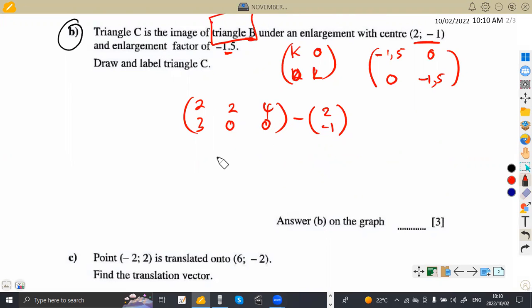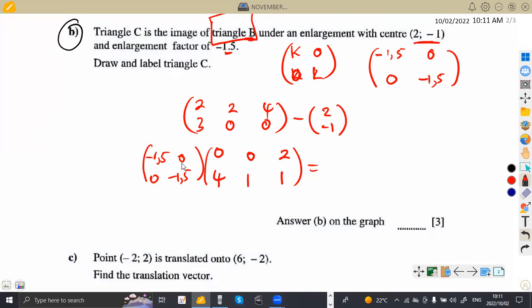2 minus 2, that's a 0. 2 minus 2 is 0 again. 4 minus 2, that's 2. 3 minus minus 1, that's 4. 0 minus minus 1, that's 1. All right, let's just save for a little part. Okay, so this is 1. Also 1 again here. All right, then we can multiply by the matrix of minus 1,5, 0, 0, minus 1,5.